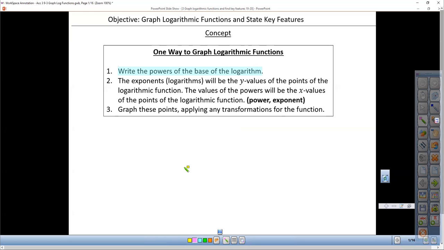So then that means that our x's will become the values of the powers of 2, and the y's will become the exponent values, which we used from -2 to +3, I believe. So those will flip-flop, the x's and the y's. And then we will graph those points and apply the transformations that are in the logarithm function.